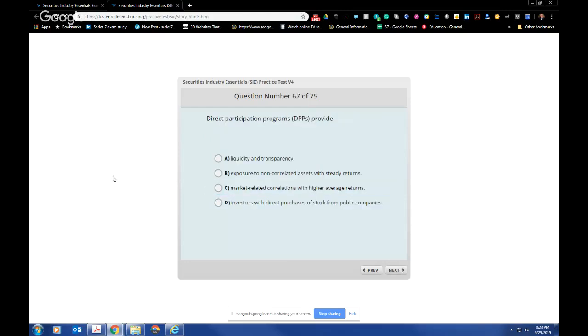DPPs provide, okay, they're not liquid, they're not correlated to the market, and they're not buying stock. So this is the tough one. It's just exposure to non-correlated. Correlated means it works with the market. Non-correlated means it's something different, and it gives steady returns. It can. That's its stretch. But if you buy like a real estate limited partnership, you might get rents passing right through to you. So the answer here is B.